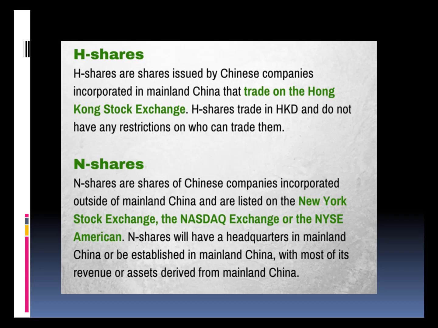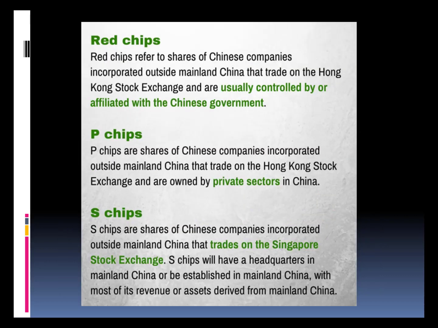Red chips refer to shares of Chinese companies incorporated outside mainland China that trade on the Hong Kong Stock Exchange and are usually controlled by or affiliated with the Chinese government. P-chips are shares of Chinese companies incorporated outside mainland China that trade on the Hong Kong Stock Exchange and are owned by private sectors in China.